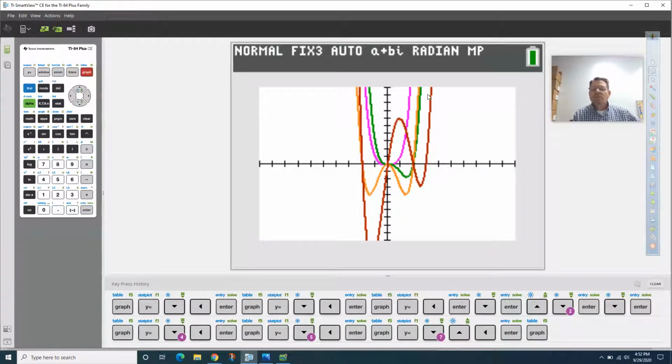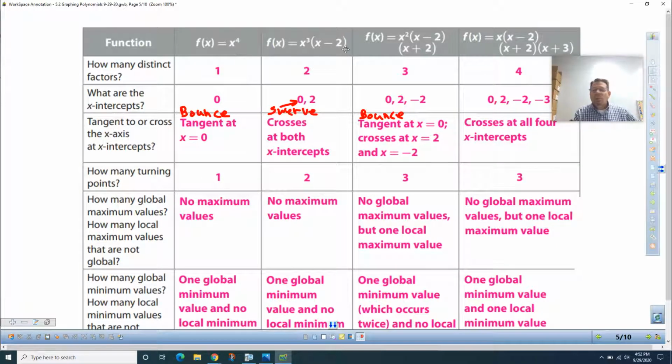And you notice that all of them end going up, don't they? All of them end going up because why? These are all positives in front, right? So it's an even degree. So it means it has to be both up or both down. And since it's positive in front, they're both up.